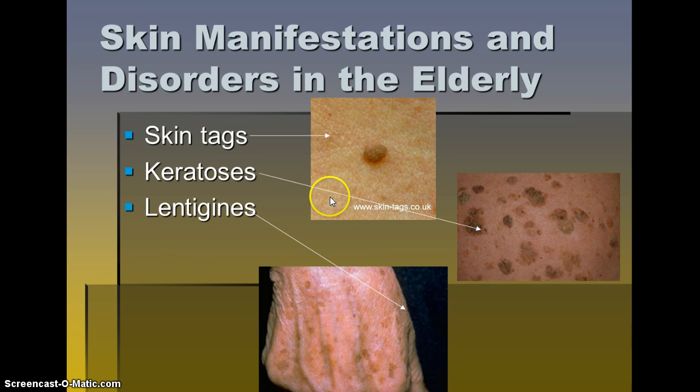Skin tags are where you get extra little pieces of skin that hang off like a tag on a piece of clothing. Keratosis is where they get like this crusty, hyperpigmented areas of the skin. You almost feel like you should be able to scrape it off, but it will just come back. And lentigines are these areas here, these flat, small, darkened areas of the skin in folds.